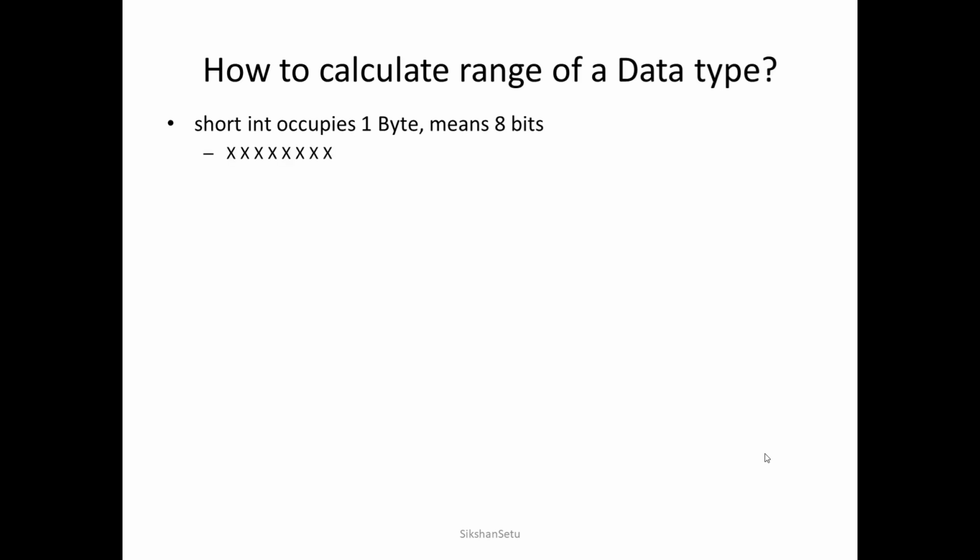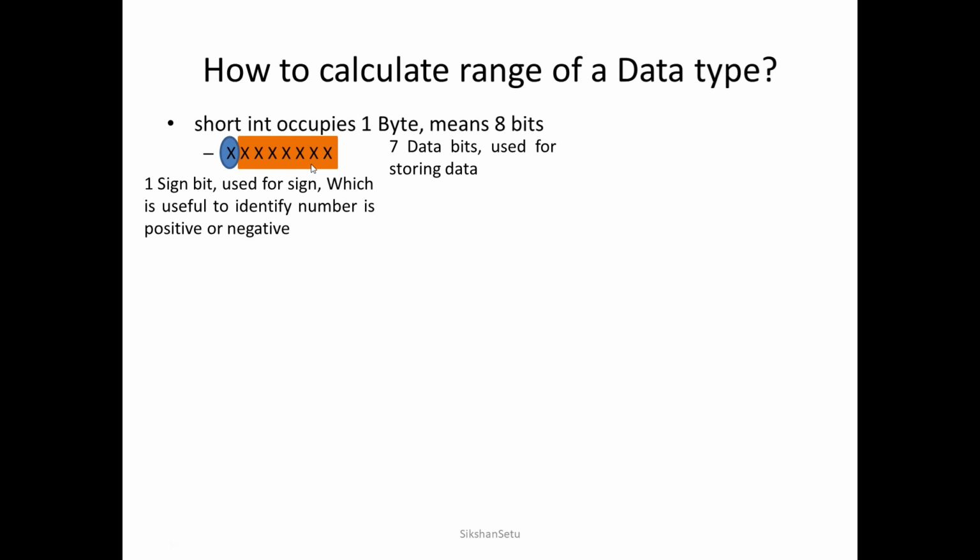Now here you can see I have represented 8 bits. I have written 1, 2, 3, 4, 5, 6, 7 and 8, 8 different bits. Now out of 8 bits, 1 bit, the leftmost bit, is considered to be the sign bit. Sign bit means it is used to represent whether the number is a positive number or a negative number. So the first bit specifies whether the number is positive or negative. This is the binary representation. Now the remaining 7 bits are there to store the data.